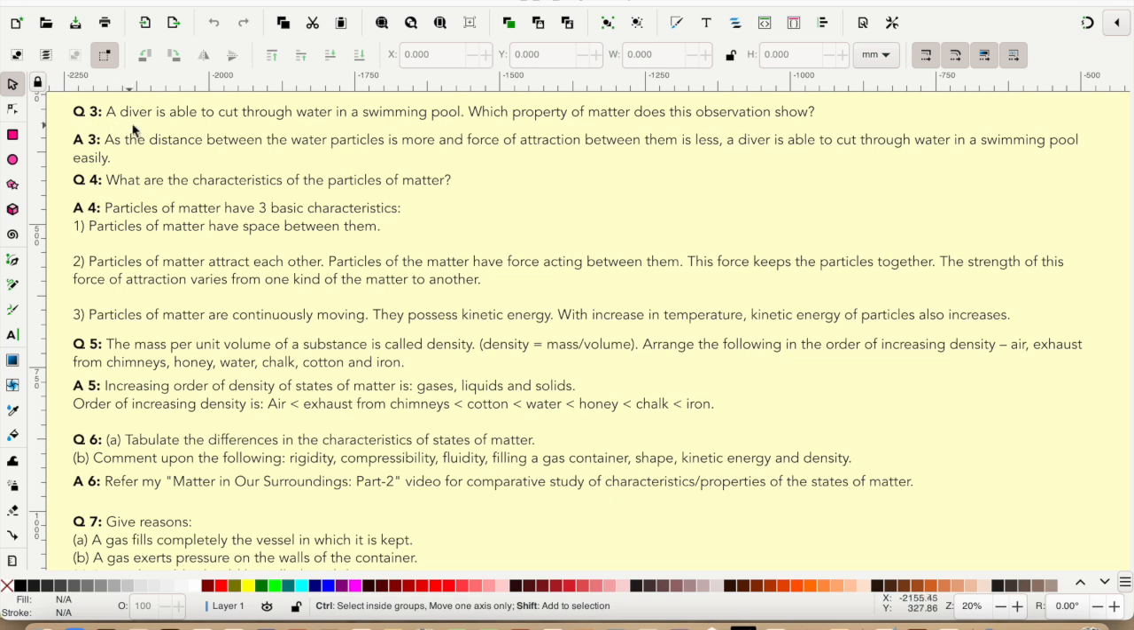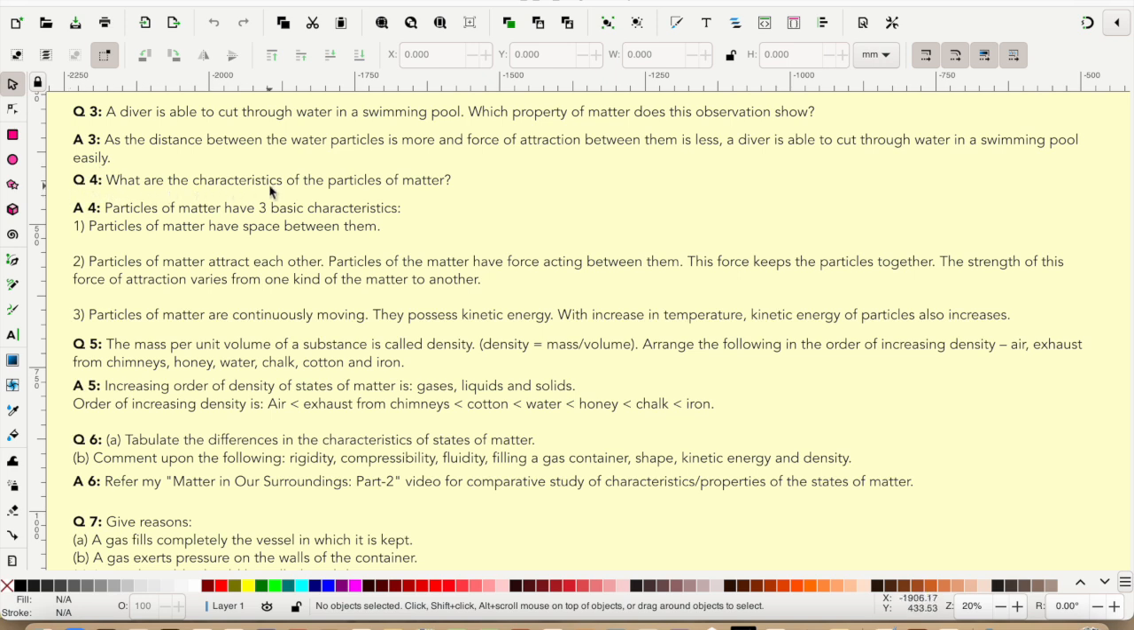Third question is, a diver is able to cut through water in a swimming pool. Which property of matter does this observation show? Answer is, as the distance between the water particles is more and force of attraction between them is less as compared to solids, a diver is able to cut through water in a swimming pool easily.